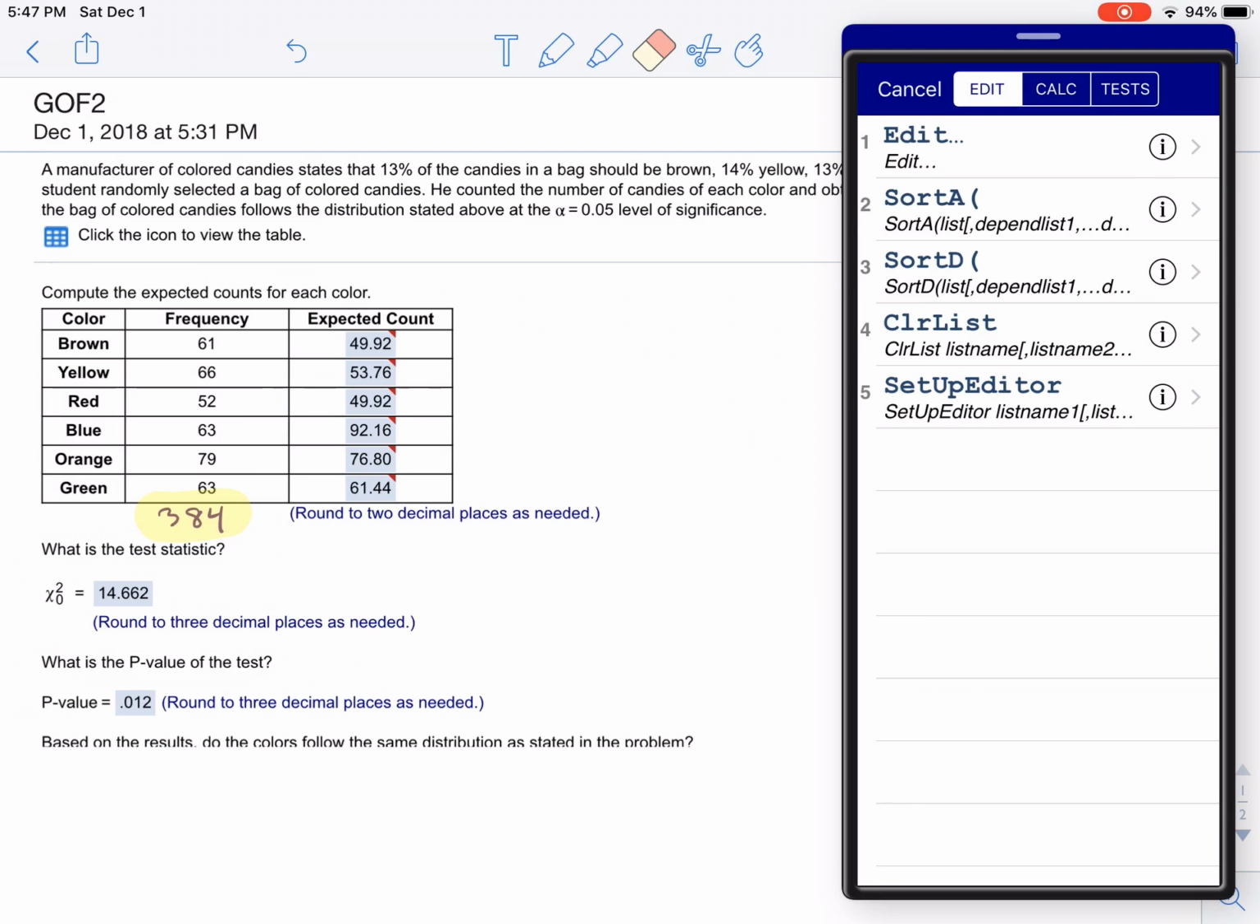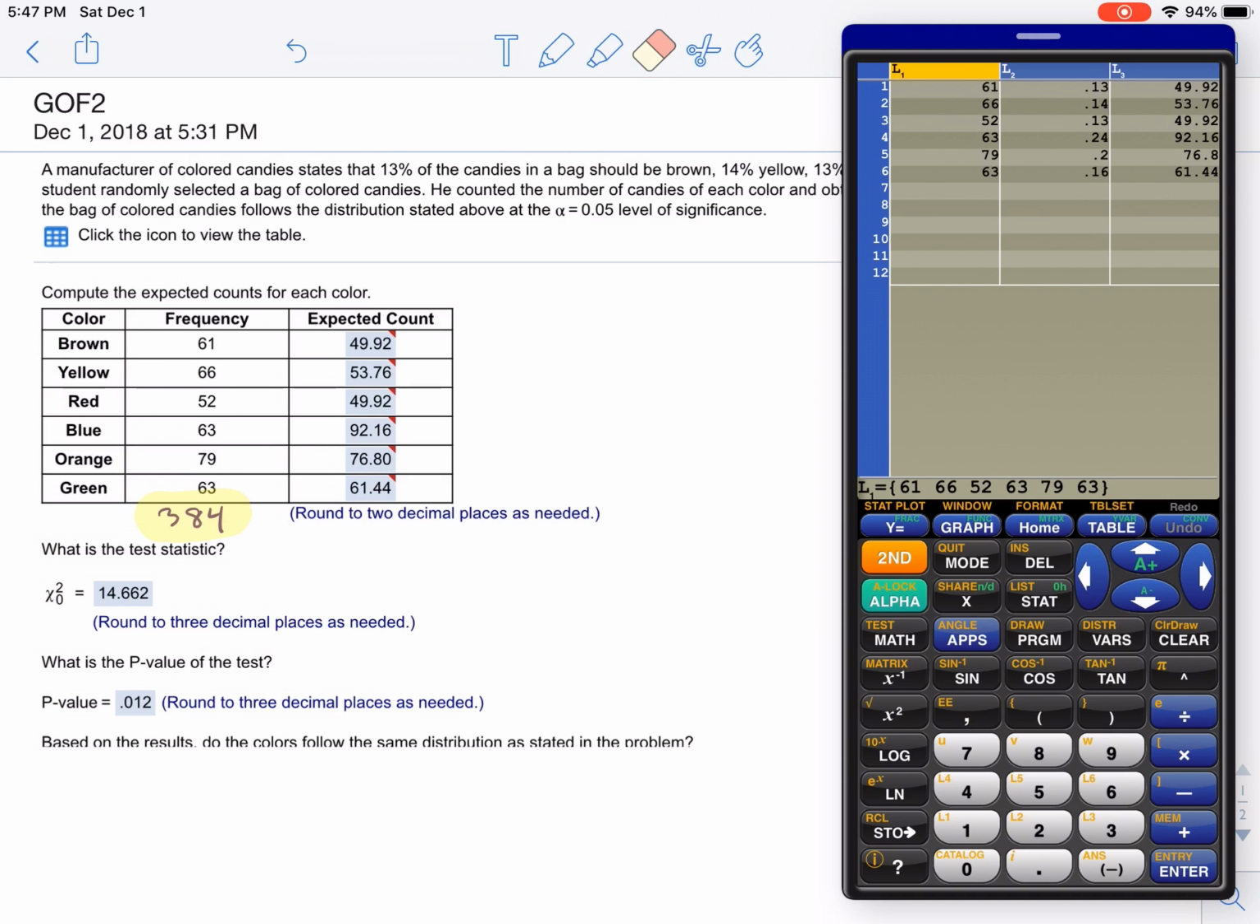Now, how do I get the expected counts? These numbers, 49.92, etc. So I go to edit again, go back to my list editor. In L3, this is what I do. I put 384 times list 2, because in list 2, notice that I've put all the decimals for all the percentages of each of the colors. So 384 times L2, because that's where all those percentages are, or decimals. And that's what it gives us. It gives us 49.92, 53.76, etc.